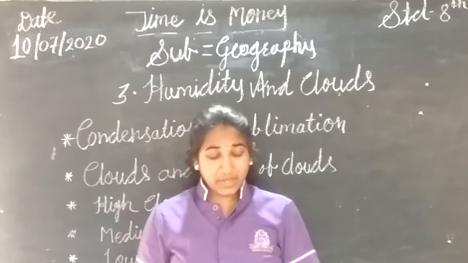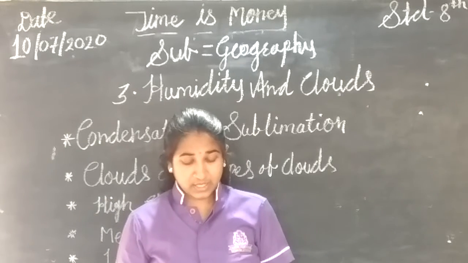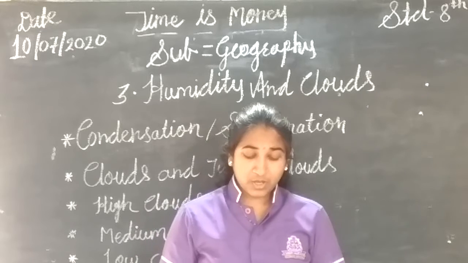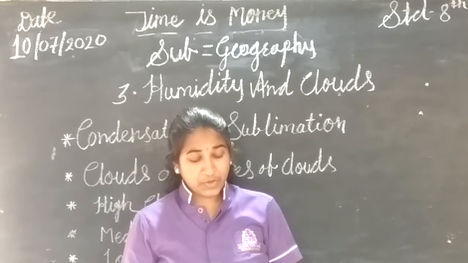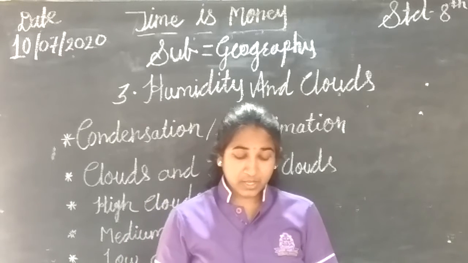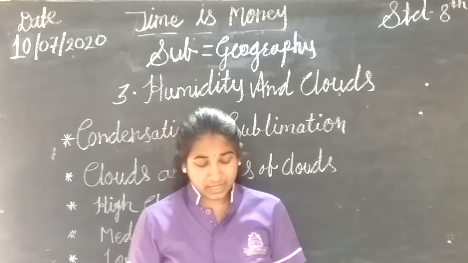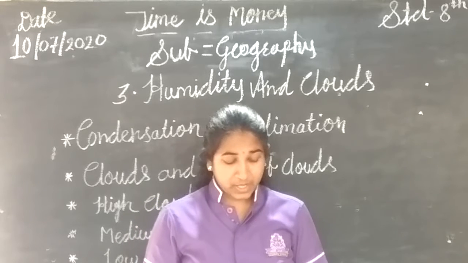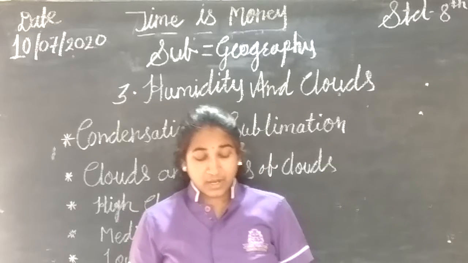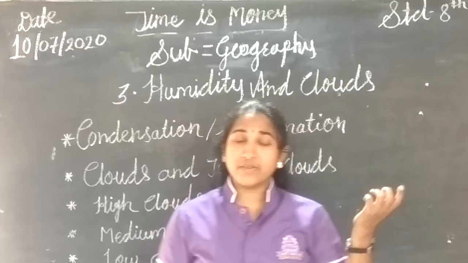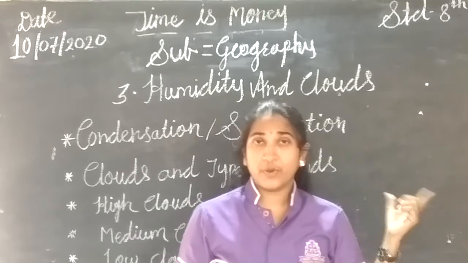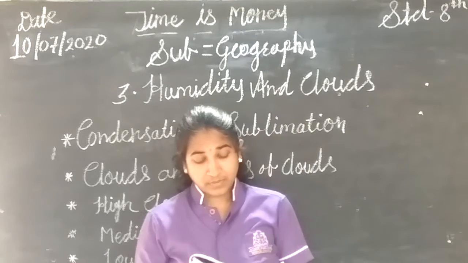If the temperature of the air reduces, its vapor holding capacity also reduces. When the relative humidity of the air becomes 100%, vapor starts condensing. At this time, the temperature of the air should be at dew point. See, there is one word you can see there, dew point. What is the dew point?